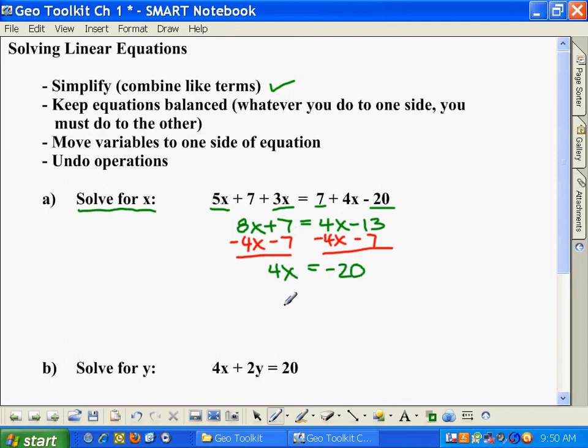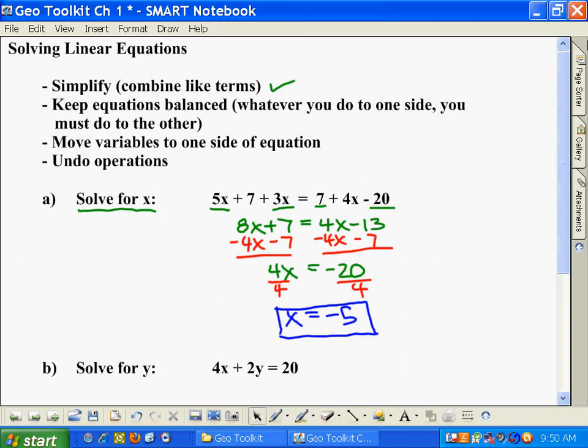So now we're at the point where we're left with 4x equals negative 20. And basically at this point we want to undo 4 times x. So what's the opposite of multiply? Well, it's divide. So we're going to divide this side by 4, and we're going to divide this side by 4, because whatever we do to one side we must do to the other. 4 divided by 4 is 1, so this becomes 1x, and I can just write x instead. And negative 20 divided by 4 will be negative 5, and that is your answer.